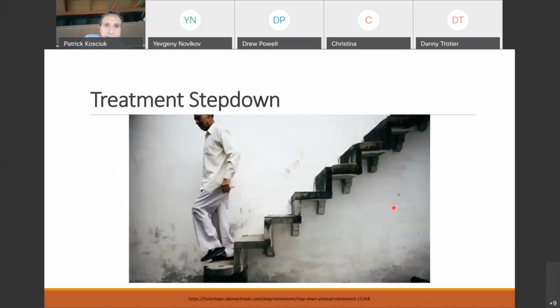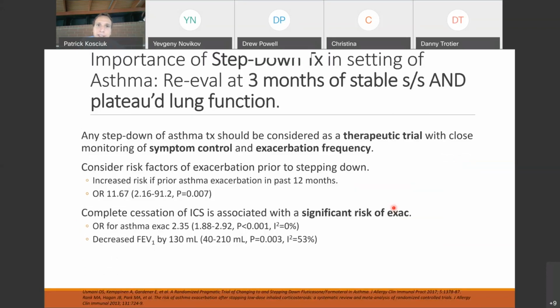So treatment step down, the last part of this talk. It's important to provide step down of therapy for these patients. You want to reevaluate after you have started asthma therapy or increased your asthma therapy at a 3-month mark. And if everything's stable and if their PFTs look like they've plateaued, then you're in a good spot to consider stepping down. It's important to consider a variety of things when you're stepping down therapy.